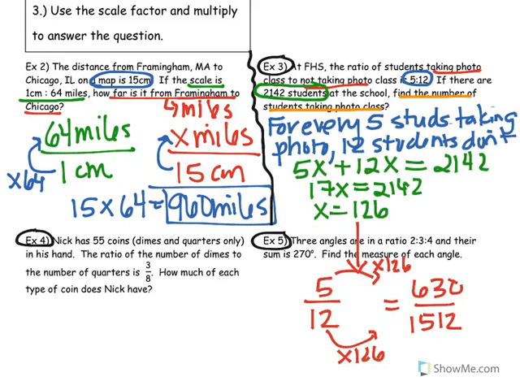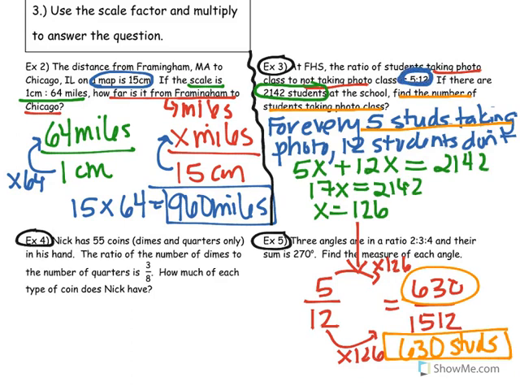And so what I know is that I want to answer, find the number of students taking the photo class. Well, that came from the 5 students. So that means that 630 students were taking photo. And notice, if I do 630 plus 1,512, I get the total 2,142. So this ratio that they gave me in the beginning, if I can find a multiplier, I can use that to help me find the parts that will add to the total that they gave me. All right? I know that's a little bit confusing at first, but let's do another example and see what we get.